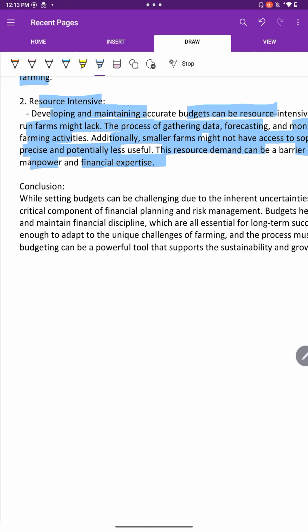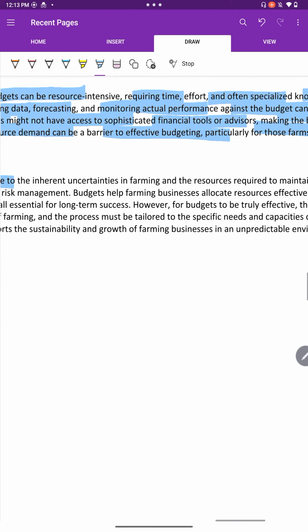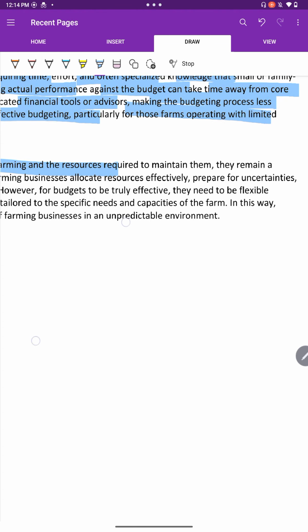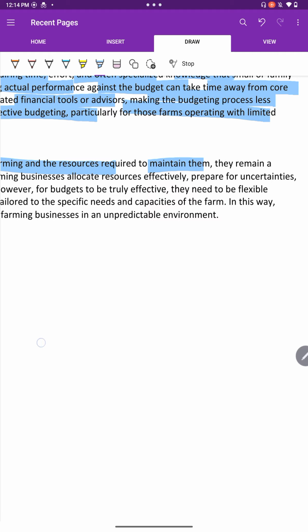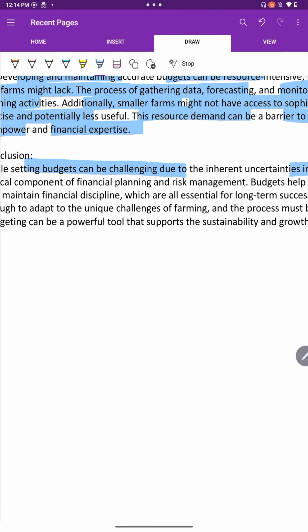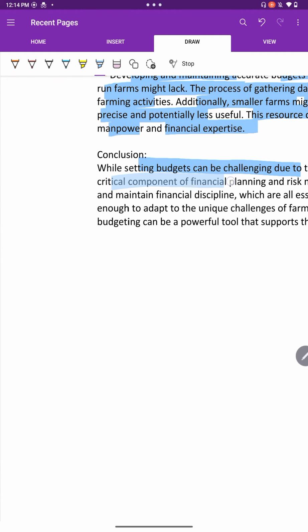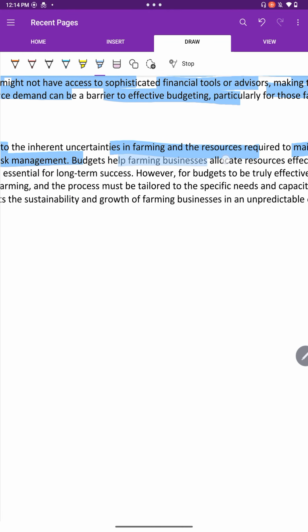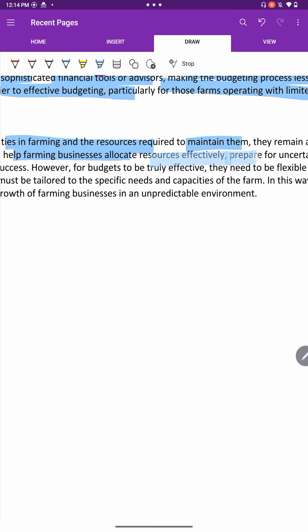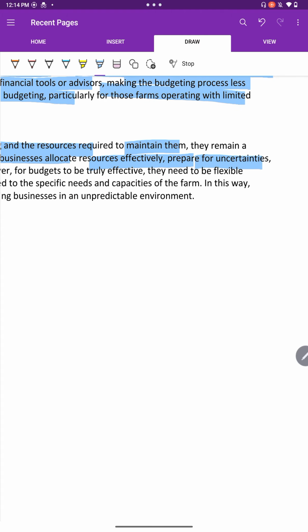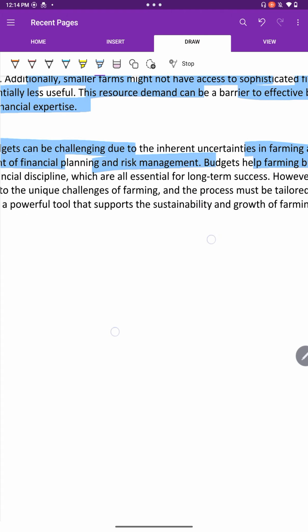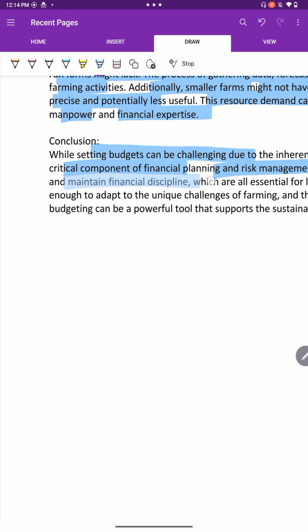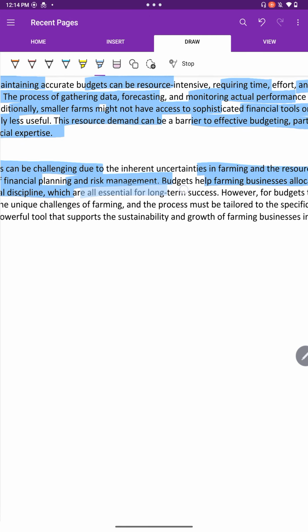In conclusion, while setting budgets can be challenging due to inherent uncertainty in farming and the resources required to maintain them, they remain a critical component of financial planning and risk management. So budgets help farming businesses allocate resources effectively, prepare for uncertainties, and maintain financial discipline, which are all essential for long-term success.